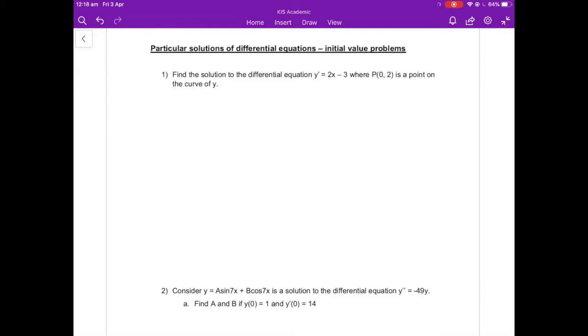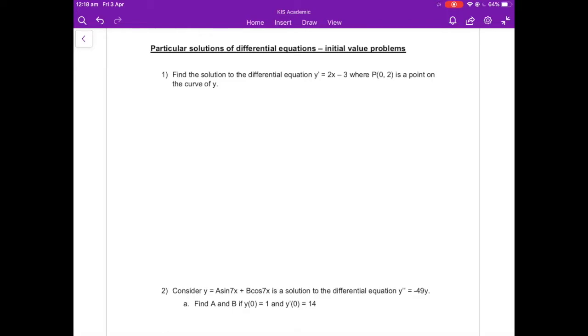So in the last lesson, we talked about general solutions of differential equations. Now in today's lesson, we will talk about particular solutions of differential equations, and these are what we call initial value problems. So this means that from last time, we always have a constant c, or if it's a higher order differential equation, we have more than one constant. However, when we're solving for particular solutions, we know some other pieces of information which we can use to find out what those constants are. And so in the end, we only get one solution.